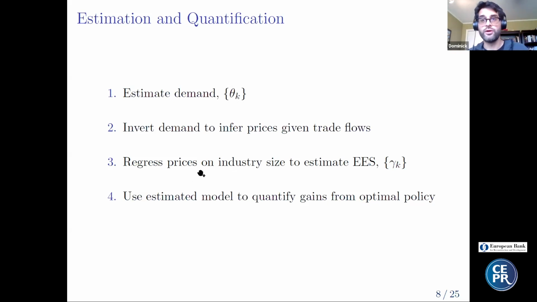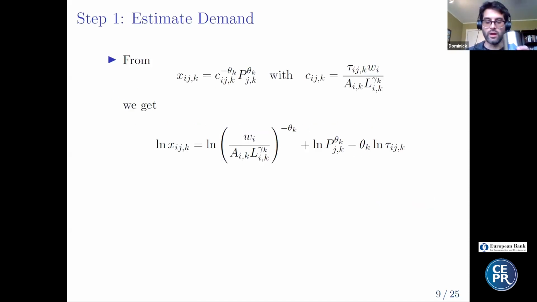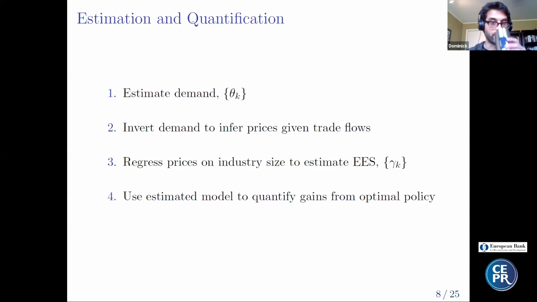And then in the third step, we're going to regress prices on industry size to estimate the external economies of scale parameters, the gammas. And we'll talk more about that. And then once we have these two parameters, theta and gamma, we're going to use the estimated model to quantify the gains from optimal policy, both trade and industrial policy, although our focus will be on the industrial policy. All right, and we'll go through each of these steps in turn.